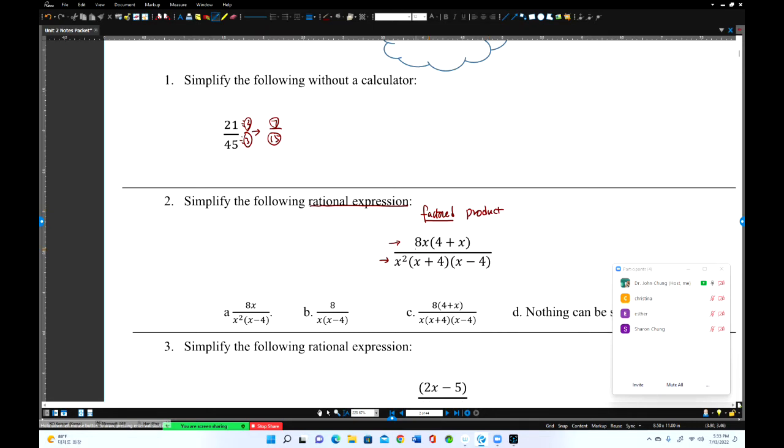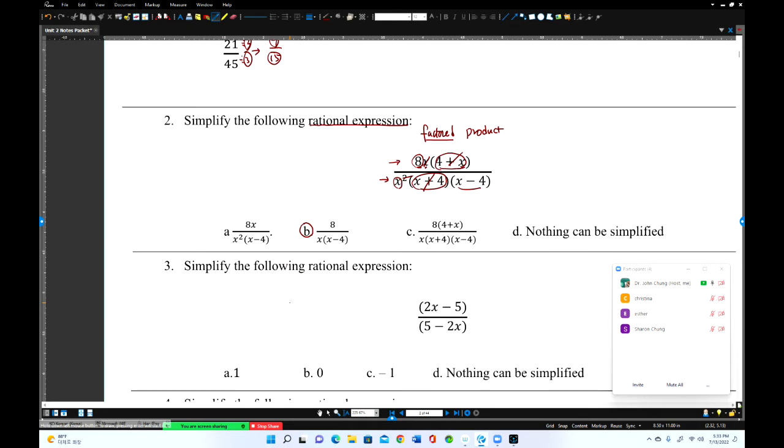This is already factored: 8x and 4 plus x, they're all factors. When you have factors, a common factor cancels out. x plus 4 and 4 plus x are the same factor, so that cancels out. The x is out too. So we got what? The numerator is only 8, and the denominator is x times x minus 4, right? You can simplify this one. When you simplify rational expressions, you always need to factor completely.